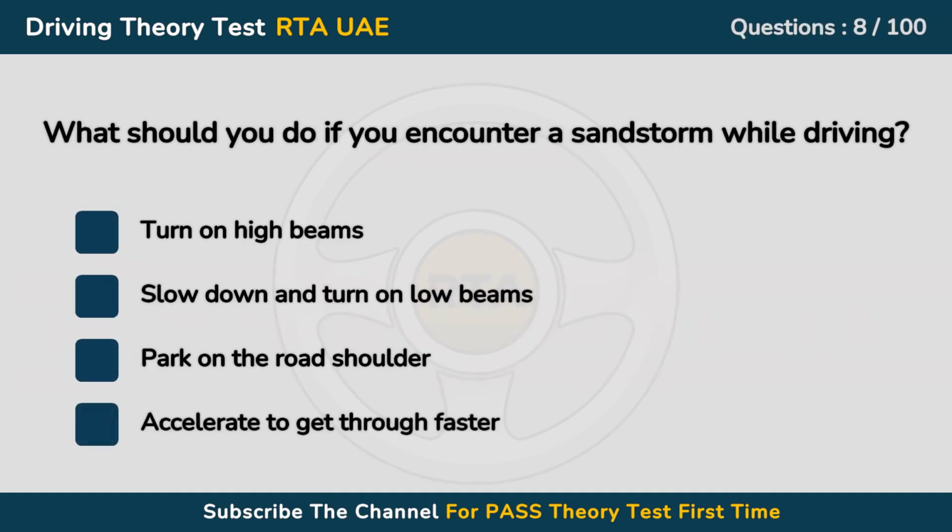Question 8. What should you do if you encounter a sandstorm while driving? A. Turn on high beams. B. Slow down and turn on low beams. C. Park on the road shoulder. D. Accelerate to get through faster.